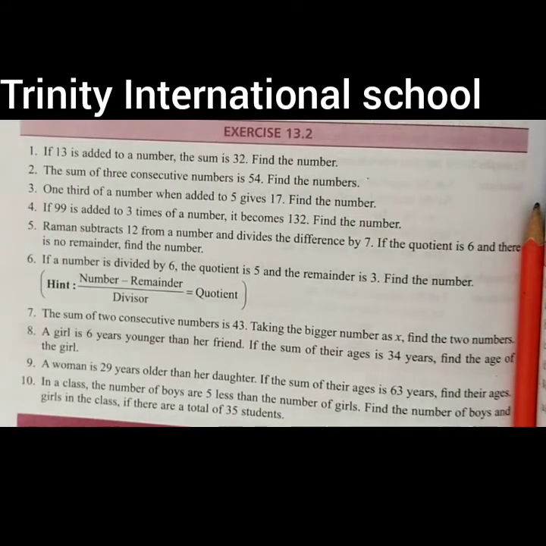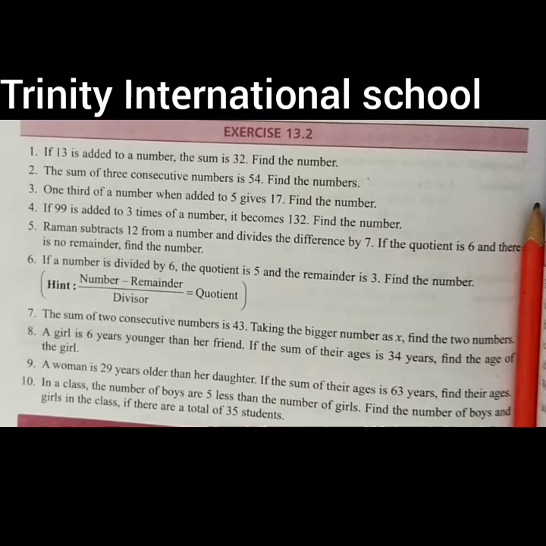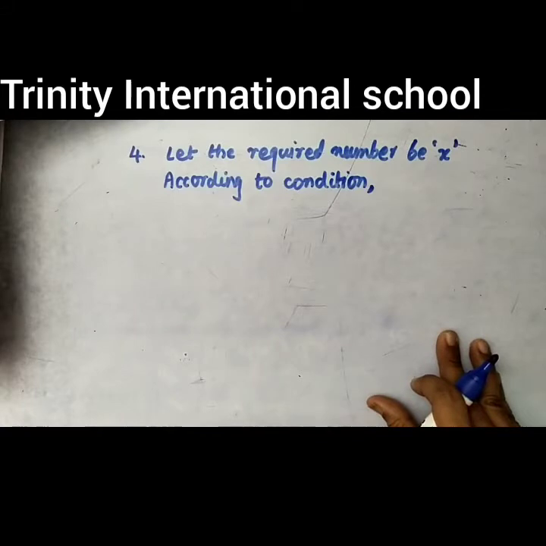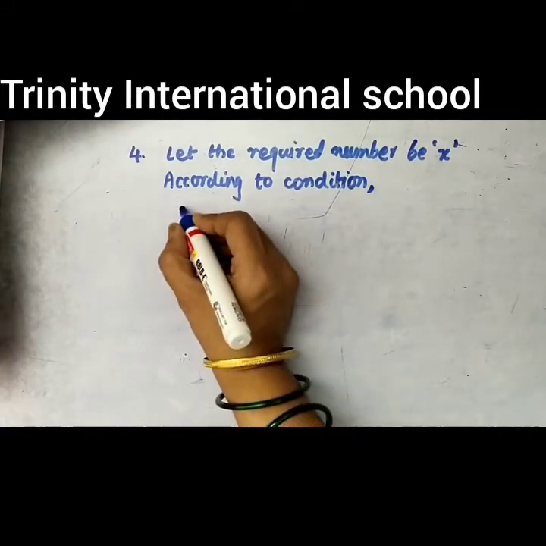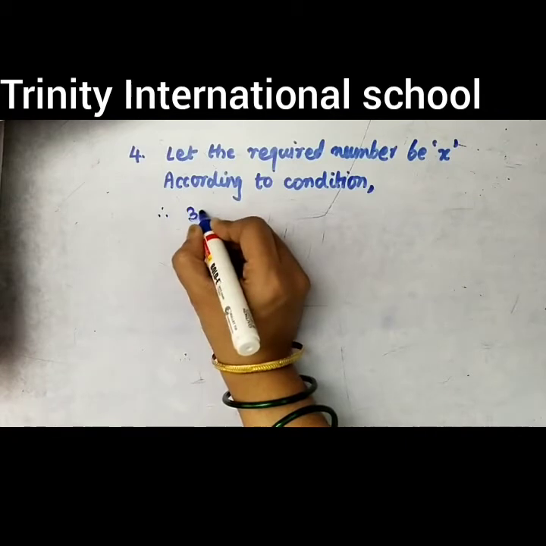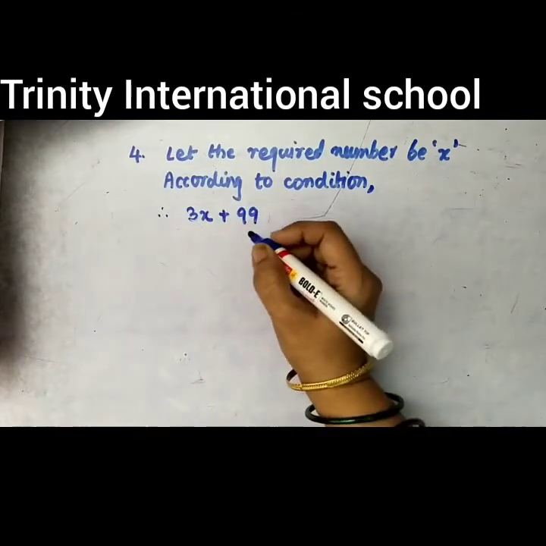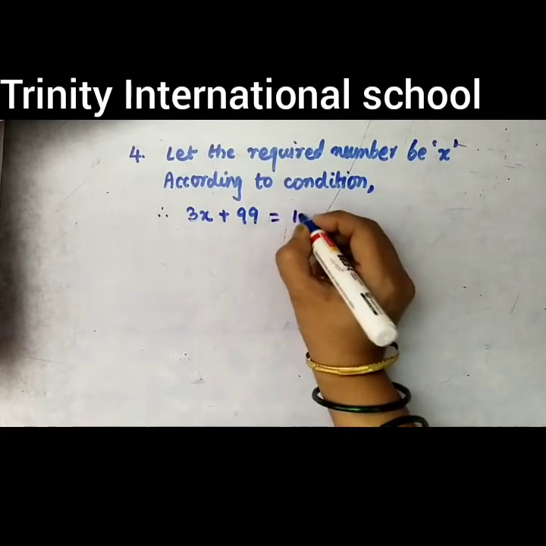Now a fourth question is, if 99 is added to 3 times of a number, it becomes 132. Find the number. Now let the required number be x. According to condition, what was the condition given to you? That if 99 is added to 3 times of a number. So let us write 3 times of a number. If 99 is added, then it becomes 132.